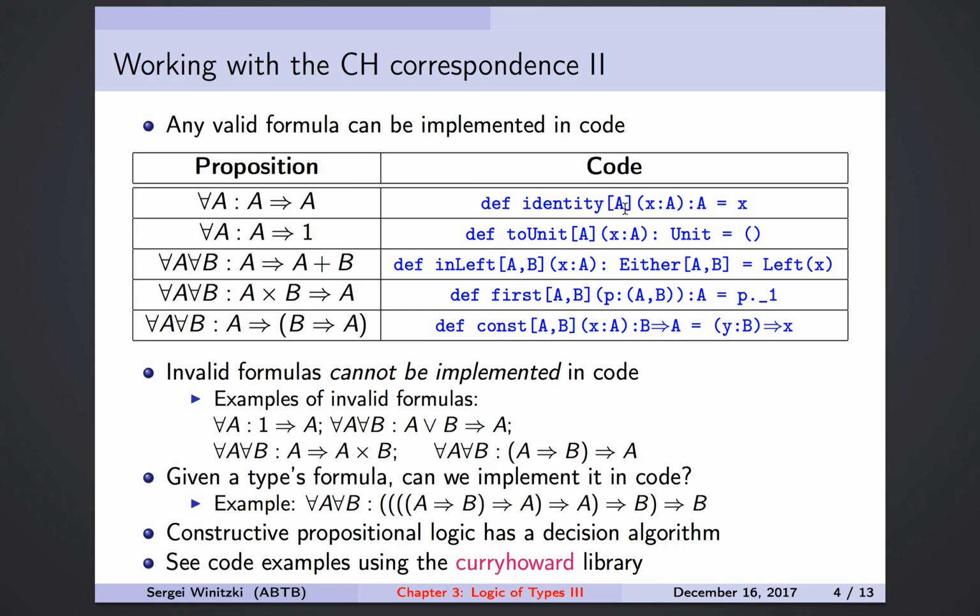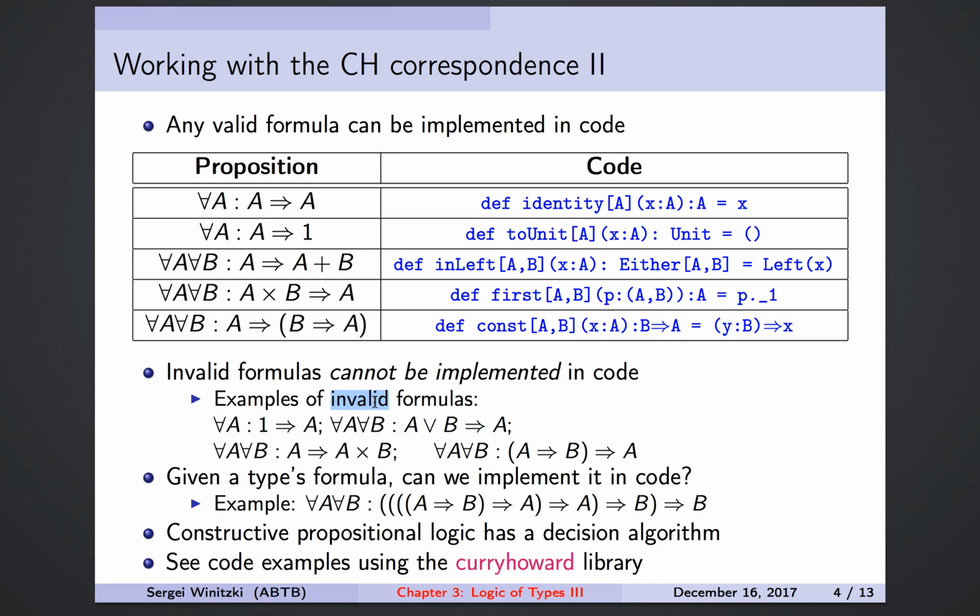So we have this Curry-Howard correspondence, which is between types and propositions, and between code of functions, code that has a certain type, and the proof of that proposition. Importantly, invalid formulas cannot be implemented in code. So valid formulas can be implemented, invalid formulas cannot. Here are some examples of invalid formulas. They're invalid in the sense that they are not theorems. They cannot be proved, and they're false.